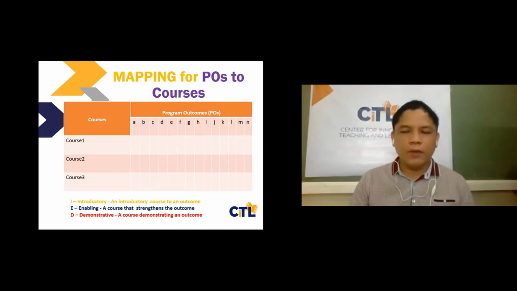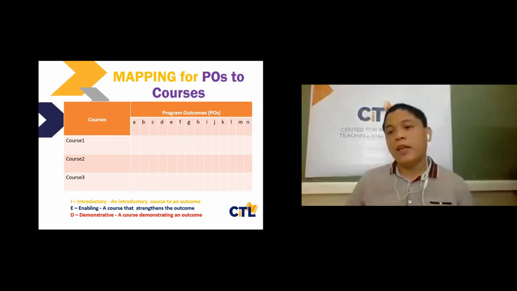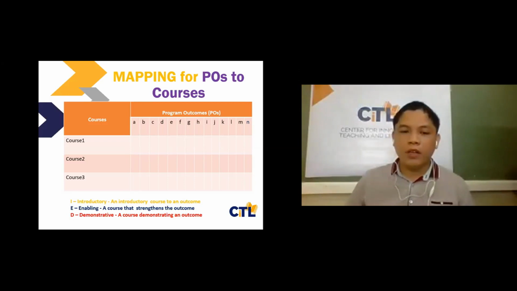We see that, for example, we have course 1, course 2, course 3. We map them with your program outcomes: which course supports an introductory course to an outcome, meaning that particular course is just introducing that outcome. So if that course is mapped to that outcome and it is I, it is only introductory, and E is enabling, a course that strengthens the outcome. So if it's E, it's the middle level already. So it's enabling the course, and D is demonstrative.